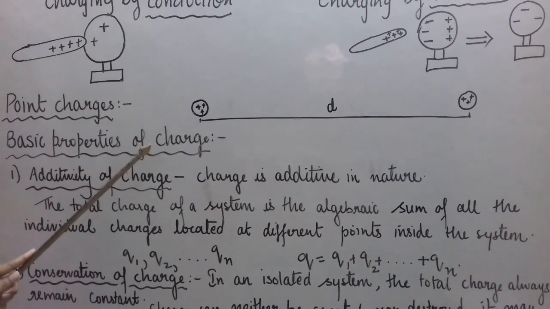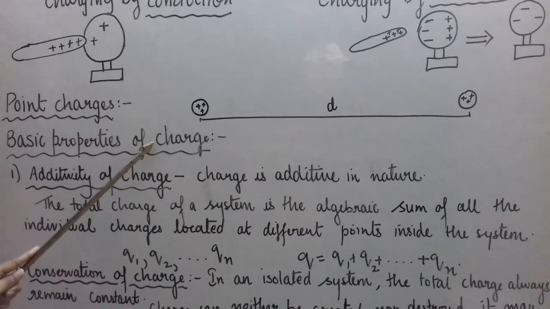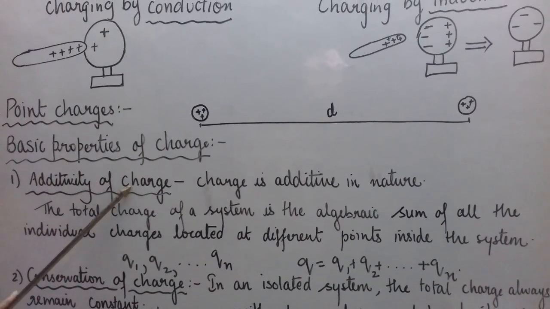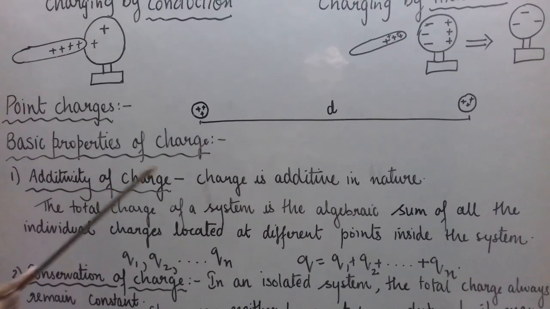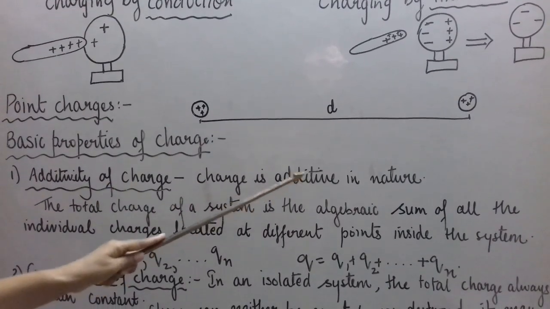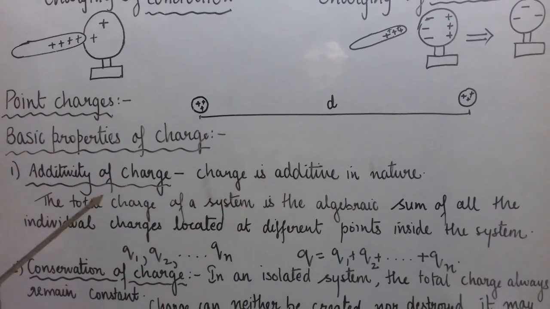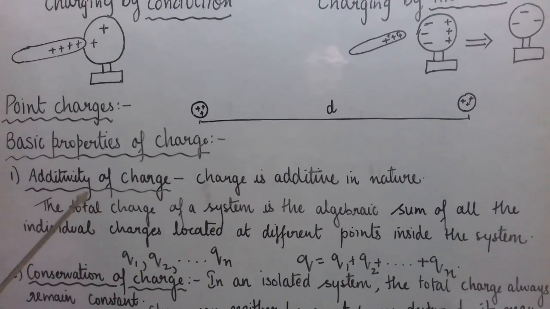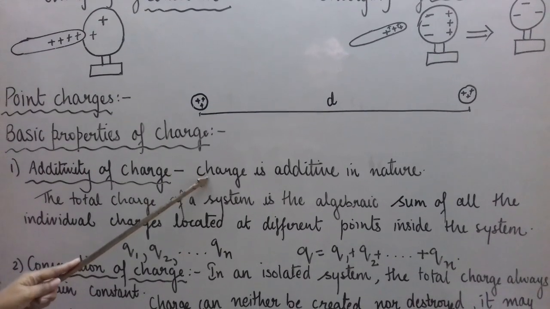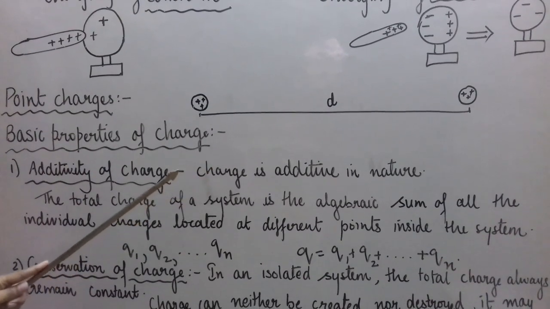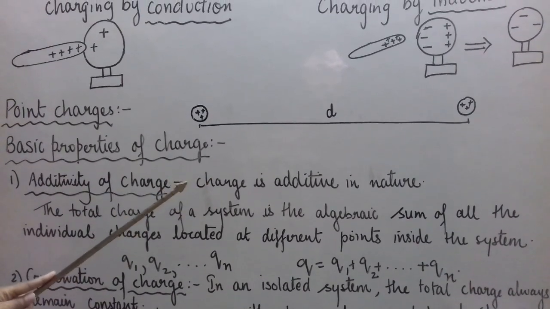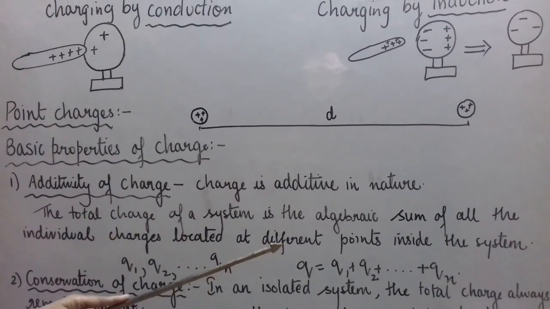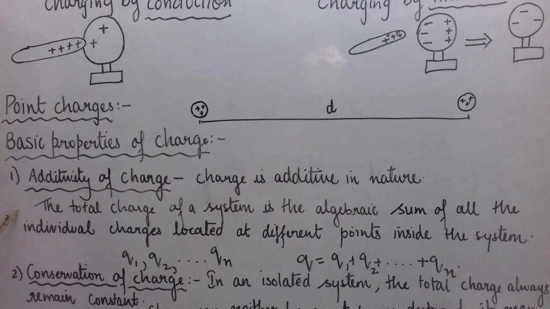It has a unit also. We know that there are two kinds of charges. So additivity of charge. In other words, charge is additive in nature. It means if you have any system which consists of many bodies, then the total charge of the system will be the algebraic sum of all the individual charges located at different points inside the system.